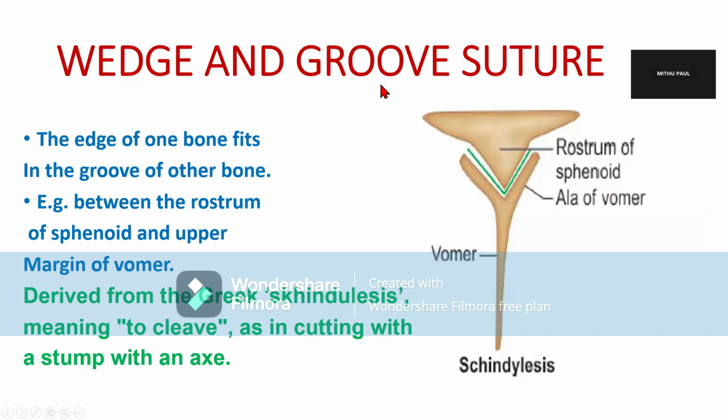Wedge and groove suture, or schindylesis, is a word derived from Greek. When an axe is impinged on a log to cut it, it will look like this. From there the word wedge and groove suture, or schindylesis, has come. One such example of suture is at the base of the skull, forming the posterior part of the nasal septum, where the rostrum of the sphenoid meets the groove of the vomer.